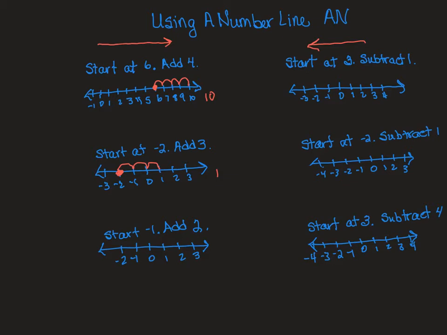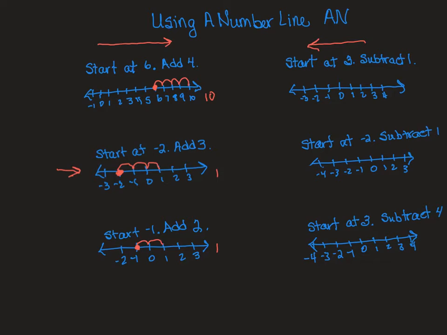In the last one, I am starting at negative 1 and I'm adding 2. 1, 2. And this answer would be 1 also. Notice that I'm not making any kind of stop at 0. I'm just using that as another step along the way. So I'm crossing over in this one, from negative 2 into the positives, because I'm going past 0.